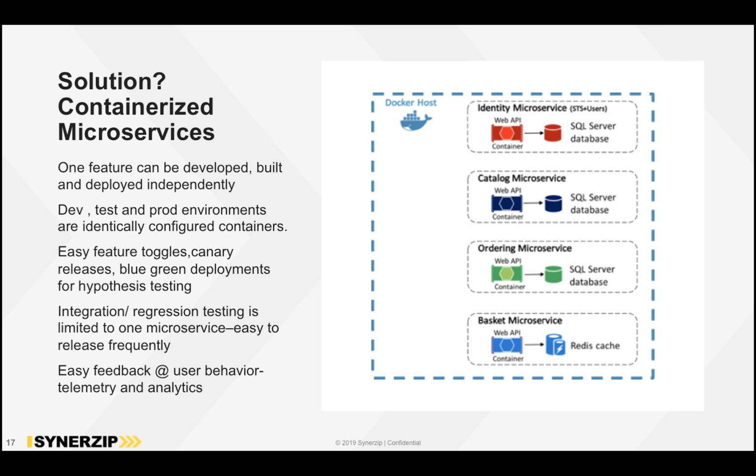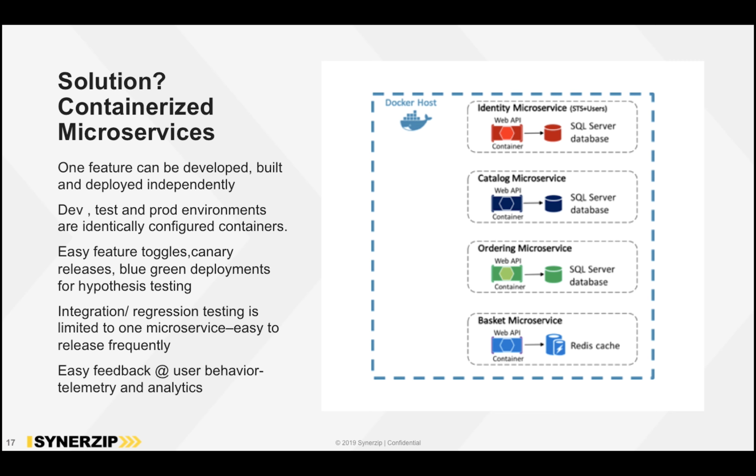So one feature can be built and deployed independently, because that feature has its own backend, own middleware, and own front end. So it's like a very mini, micro kind of application that can be deployed in isolation into a particular Docker container, if you will. Also, the dev, test, and production environments are identically configured because all three run inside a Docker container. Feature toggles, canary releases, and blue-green deployments are for hypothesis testing. We'll see a little bit of that later.